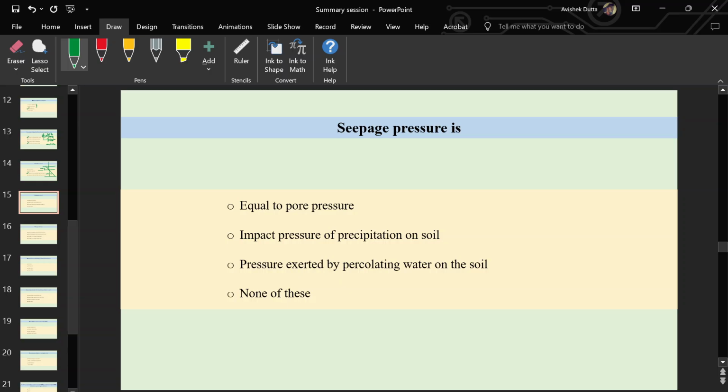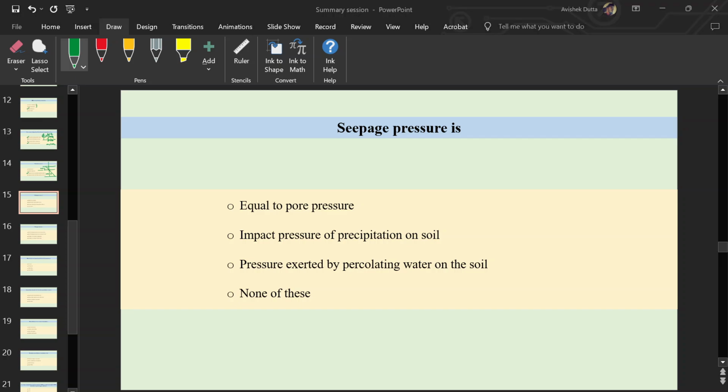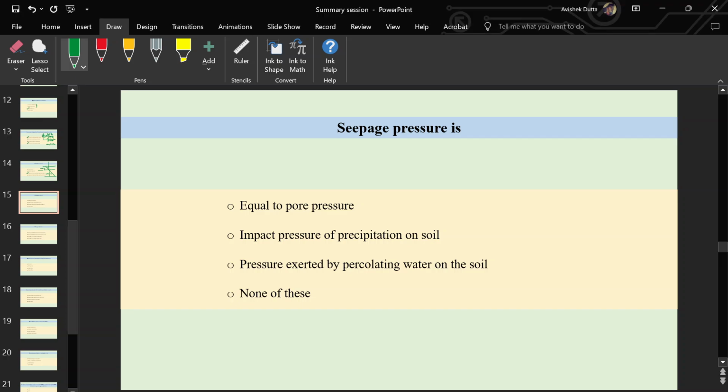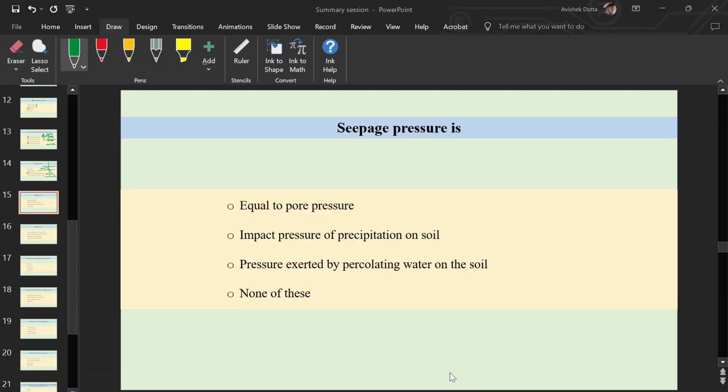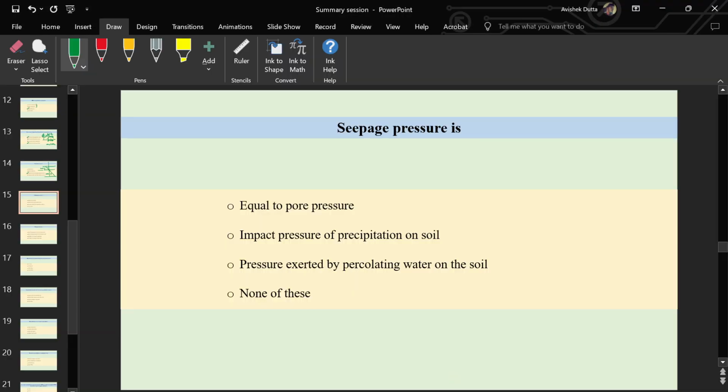Seepage pressure is pore pressure. Okay. ARV, do you want to agree with this or do you have some other opinion? No, sir. It is a pressure exerted by percolating water on the soil. Yes, yes. Pressure exerted by the percolating water.